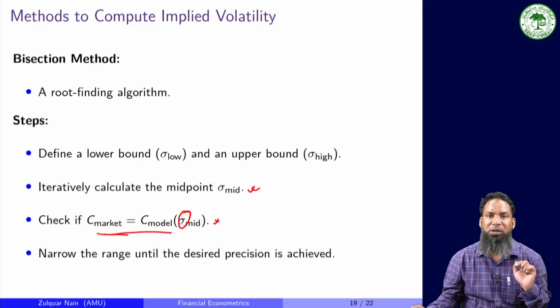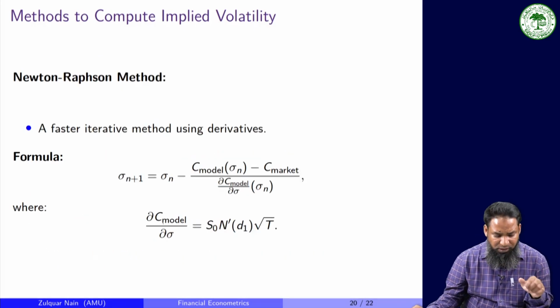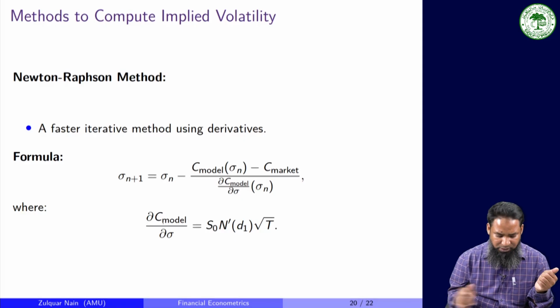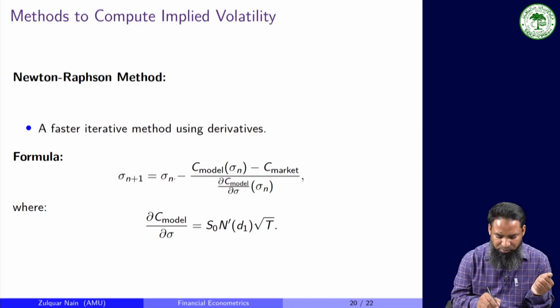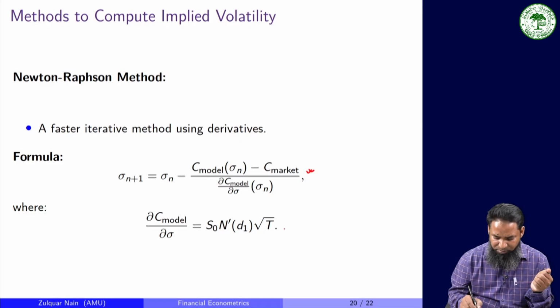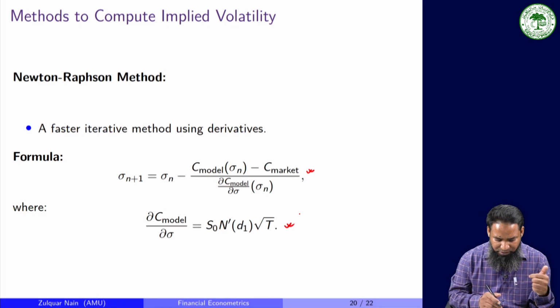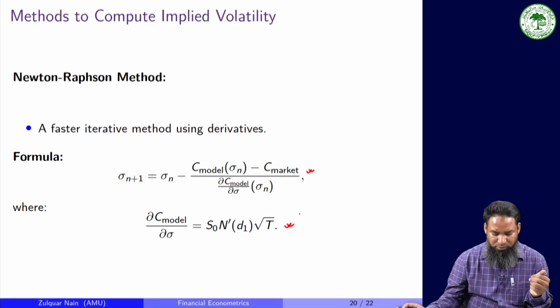Using the bisection method we will get the result. The second method is the Newton-Raphson method. It also follows an iterative approach, but it is a faster iterative method using derivatives. The idea is this: sigma n plus 1 is equal to sigma n minus this initial value. So ultimately we have this particular value here. Again, this method gives us the new sigma, that is, the implied volatility.